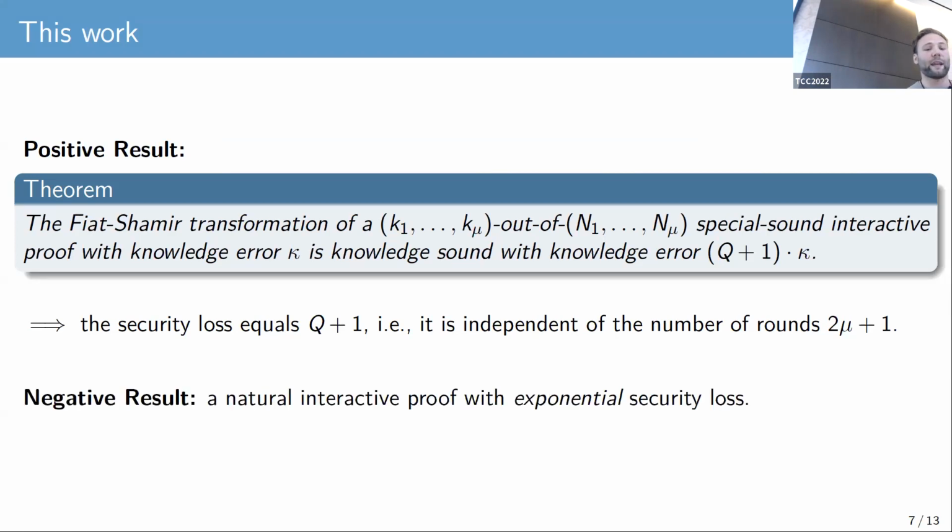Second, we also provide a negative result, where we show that there are also natural protocols or interactive proofs where we do see this exponential security loss. So it's not that we only see this exponential security loss for contrived examples.